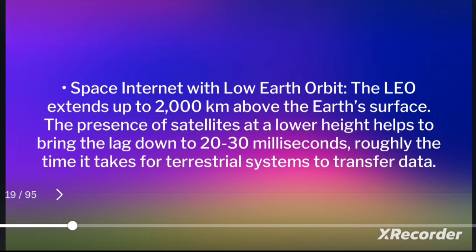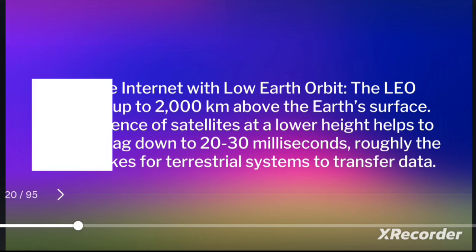Space internet with low Earth orbit. Low Earth orbit extends up to 2,000 km above the Earth's surface. The presence of the satellite at a lower height helps to bring the lag down to 20 to 30 milliseconds, roughly the time it takes for a terrestrial system to transfer data.